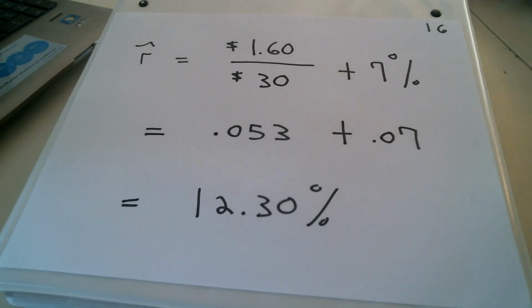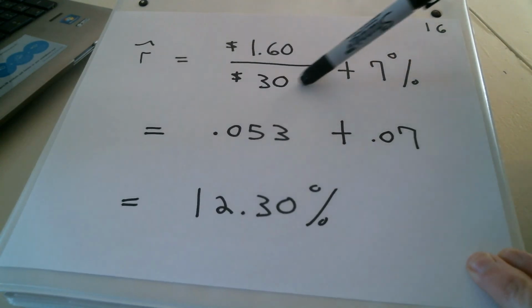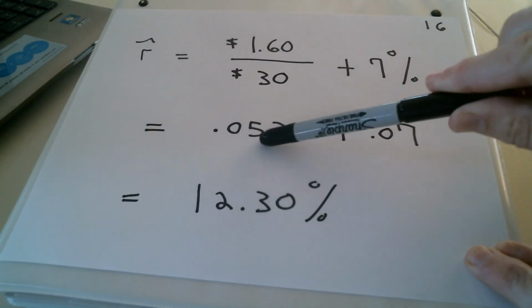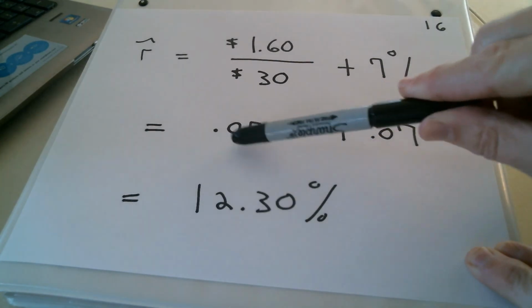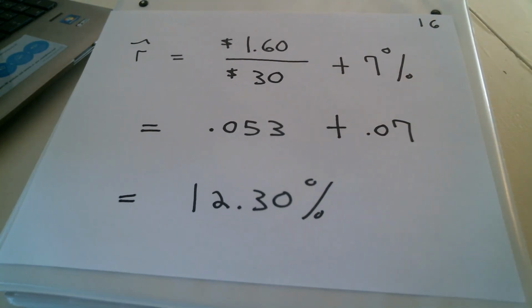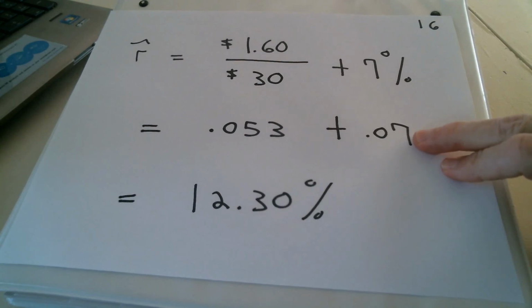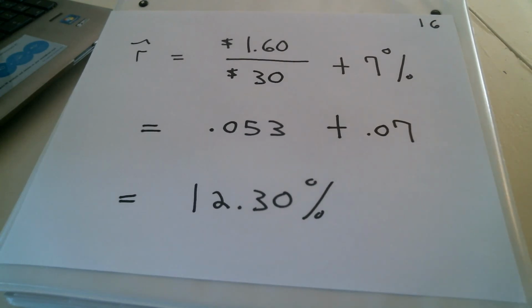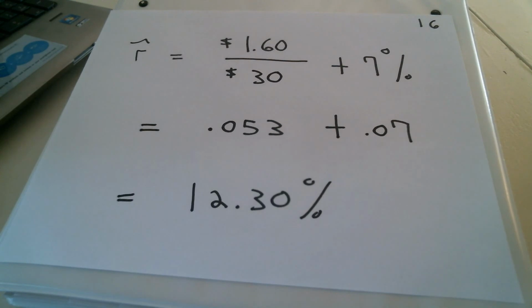So $1.60 over $30. $30 was given. That was P0, the price expected at P0. We think the company is growing at a 7% rate. Again, do this first. That gives us basically 5.3%. 0.053 is 5.3%. Add the growth of 7%, and you should come up with the expected return, 12.3%. The expected return should be 12.3%.